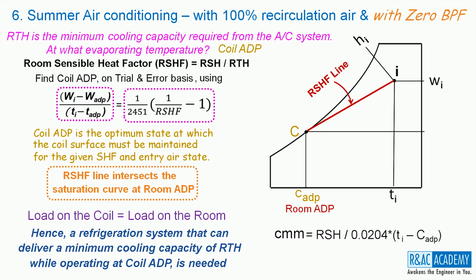With this, the design calculations for summer air conditioning system with 100% recirculation air and with the zero bypass factor are done. We now have the specifications for selecting the suitable equipment available with us. The next step from here would be to execute the design.